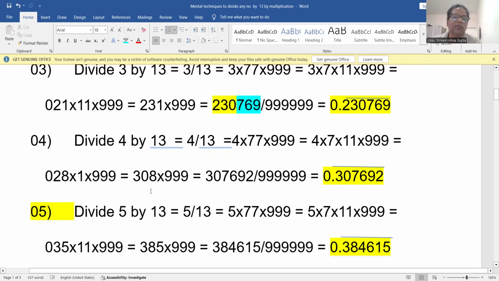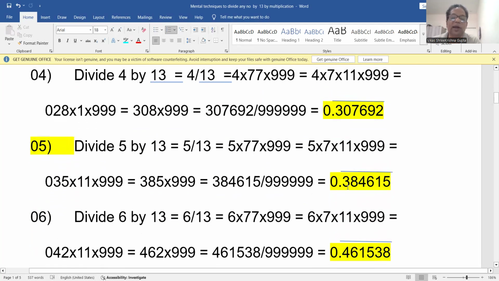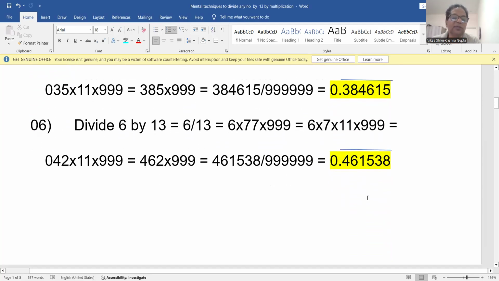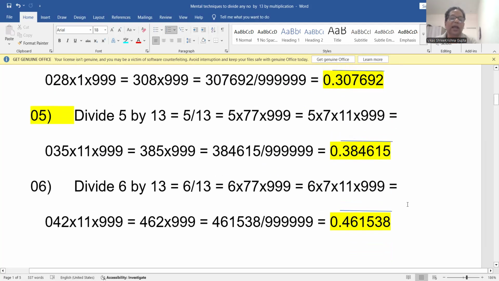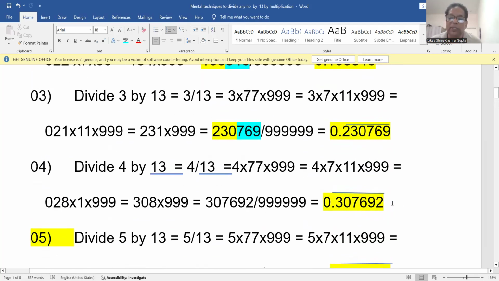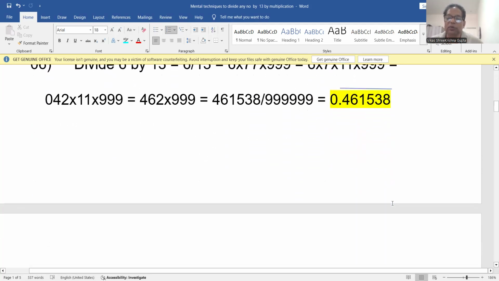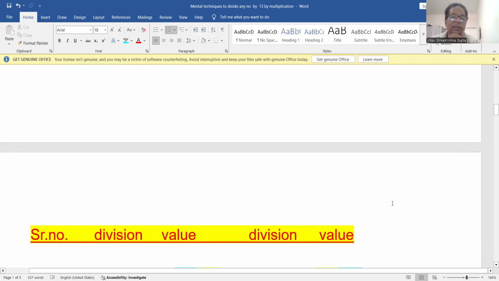In the same way, for 4 by 13, the same procedure is there, and my answer is 0.307692. For 5, again the same procedure. Final answer will be 0.384615. And for 6, 0.461538. So in this way, I can find the divisions 1 by 13, 2 by 13, 3 by 13, 4 by 13, 5 by 13, 6 by 13. Now there is no need to do division for getting the more answers.